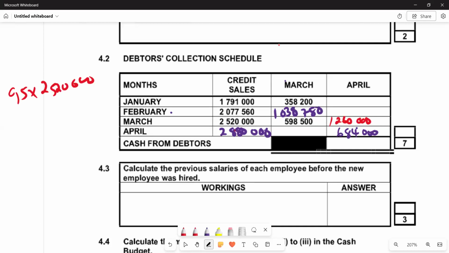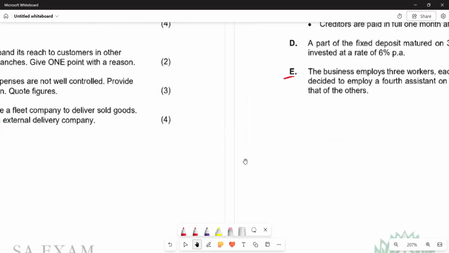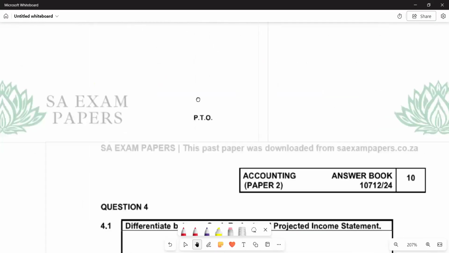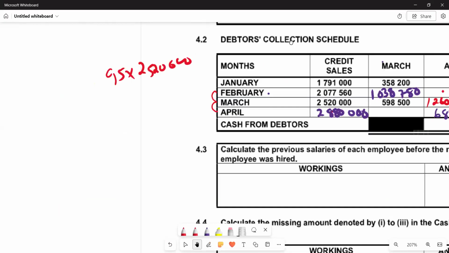Two months after, we are saying credit sales for February being received in April. We are saying it's 2 months because we count 1, 2. So this is the instruction that we are given here. You can just go back to the instruction. The instruction says 20% are at 60 days, which is the second month after sale. So we go there and calculate it as such. We say 20% of the credit sales for February. So it's 0.2 times credit sales for February, which is 2,077,560. So let's calculate it. We say 0.2 times 2,077,560, and you are going to get 415,512. So this is the answer that we are going to put here.